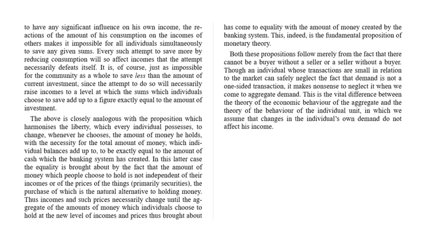Both these propositions follow merely from the fact that there cannot be a buyer without a seller, or a seller without a buyer. Though an individual whose transactions are small in relation to the market can safely neglect the fact that demand is not a one-sided transaction, it makes nonsense to neglect it when we come to aggregate demand. This is the vital difference between the theory of the economic behavior of the aggregate, and the theory of the behavior of the individual unit, in which we assume that changes in the individual's own demand do not affect his income.